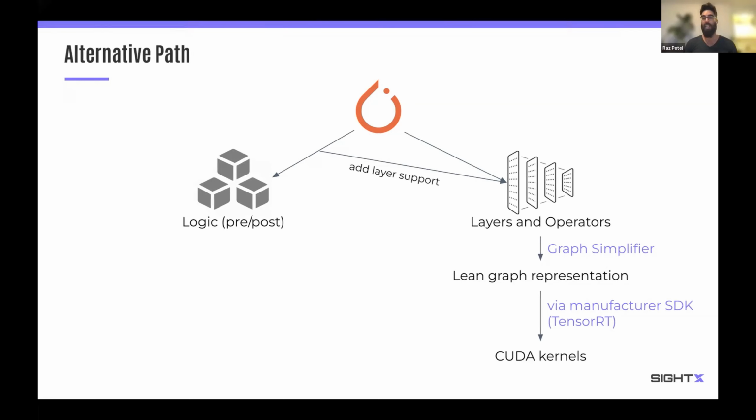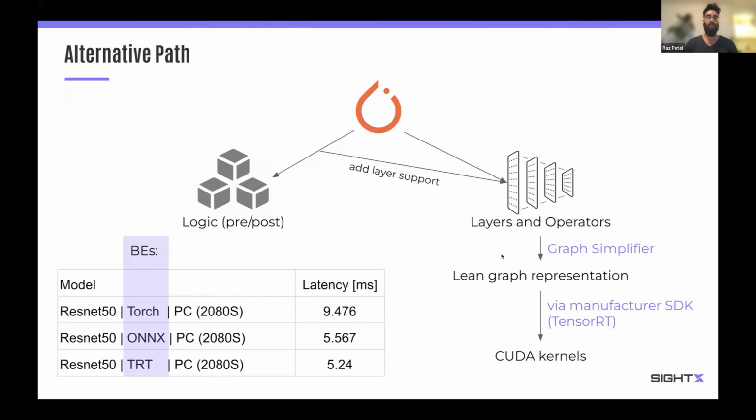I just compiled it differently, and I took ResNet-50, which is a model we all love to manipulate, and tested it on my computer. Running it in vanilla PyTorch inference, it had about 10 milliseconds of latency, and we were able to cut it by almost half just by compiling it differently, which means mapping the layers and operators to the CUDA kernels more optimally.